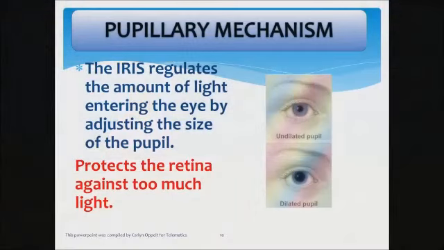Second one. I think we must move on here. The second one is pupillary mechanism, and this has to do with the size of the pupil. And how can you get confused when we say that? And remember, pupillary mechanism is about light.